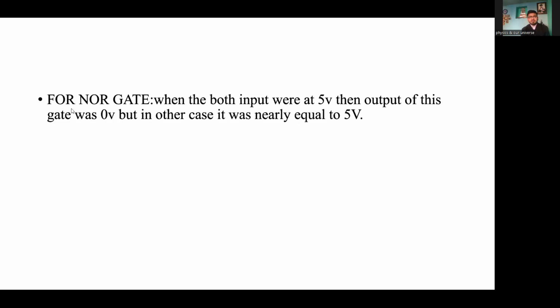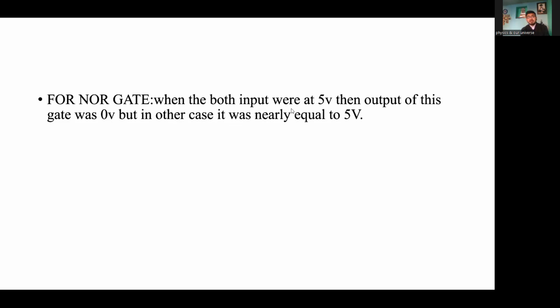Okay, so for an OR gate, when both inputs were at 5 volts, the output of this gate was 0 volts, but in other cases it was nearly equal to 5 volts.